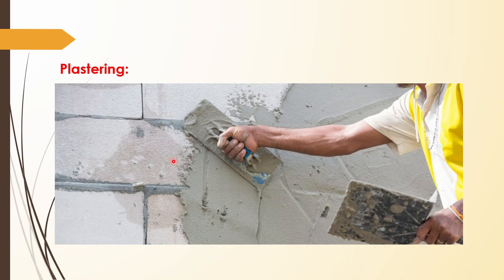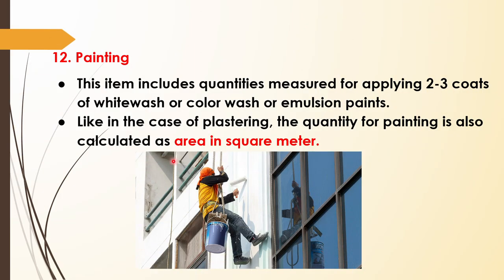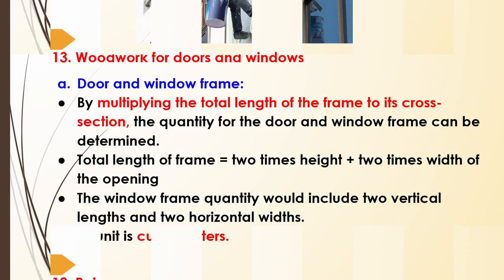Now painting. After plastering we will finish the surface by means of paint. Paint is also measured in terms of area in square meter of the walls. 2 to 3 coats are provided. Whitewash, color wash or emulsion paints are normally given.